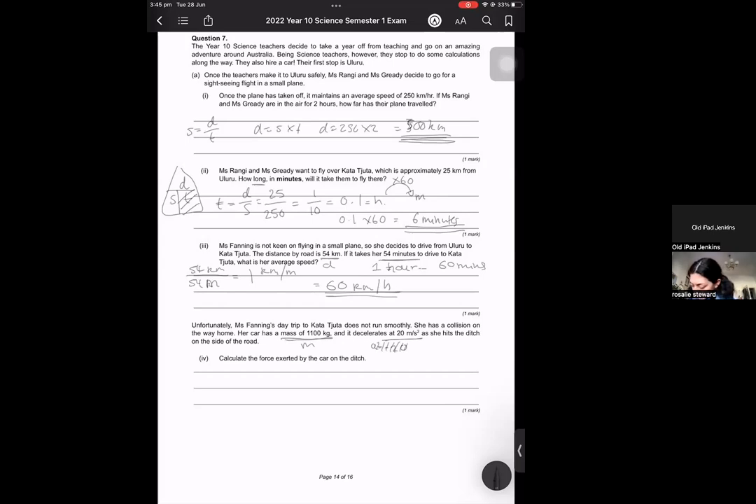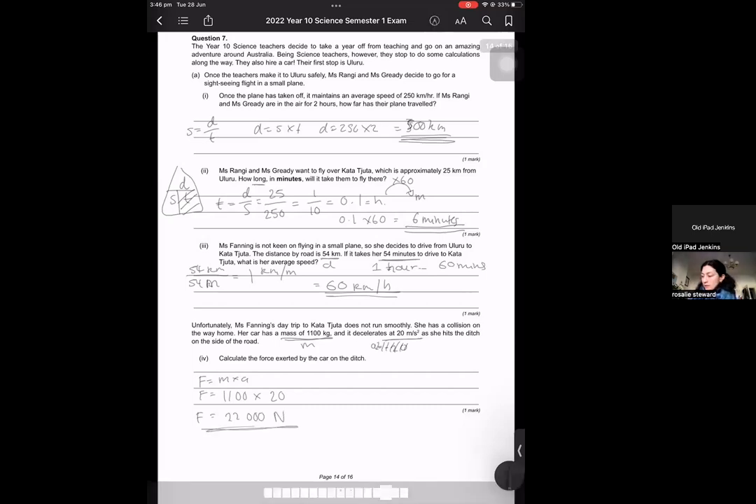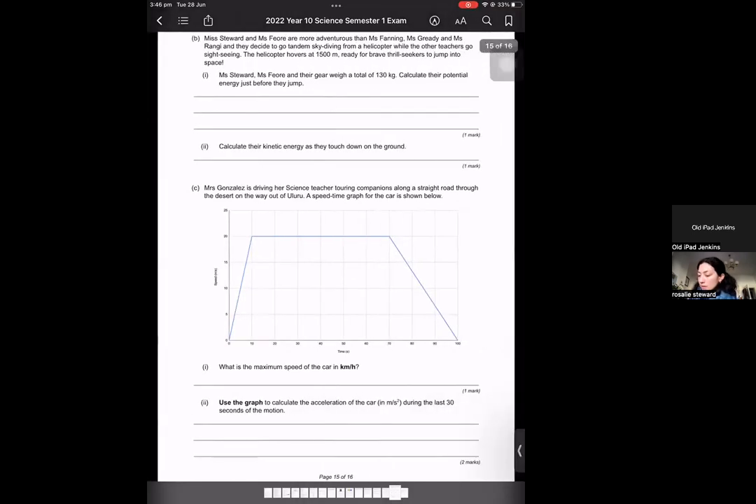The force equals mass times acceleration. Force equals mass, 1100, times acceleration. And let's make sure that they're both in the right units. Force is in newtons, mass has to be in kilograms, and acceleration has to be in meters per second squared. So in this case, it's going to be 1100 times 20. So it's going to be 22,000 newtons. Make sure you have newtons at the very end. Always give units. Always underline your final answer for all the mathsy ones.